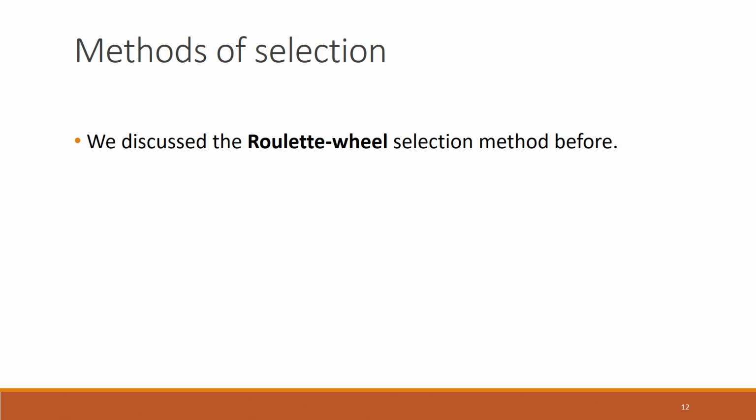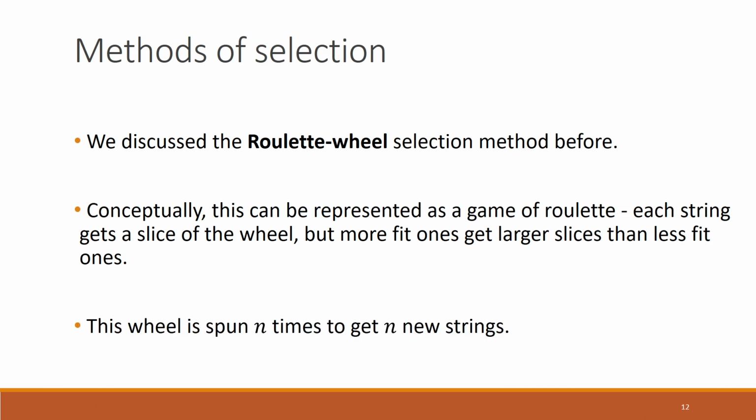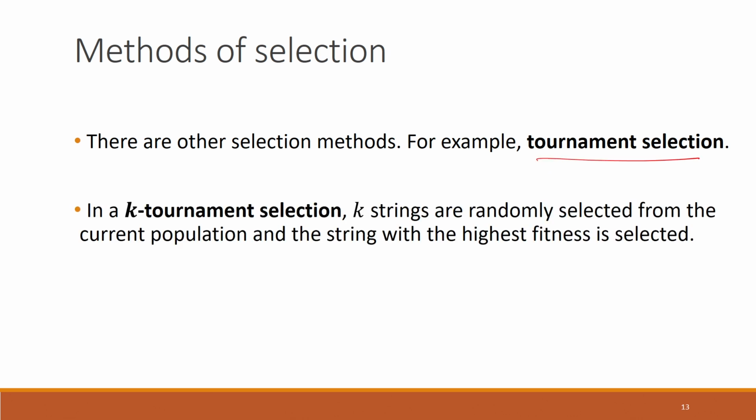So we discussed this method of roulette wheel selection before. In this roulette wheel we had seen that it is a game of roulette, so each string gets a slice of the wheel, but more fit strings get a larger slice as compared to less fit ones, and this wheel is spun n times to get n new strings. Okay, that is we are doing this with replacement here. There are also other selection methods. For example, there is something called tournament selection. So in a K tournament selection, K strings are randomly selected from the current population, and the string with the highest fitness is then finally selected.